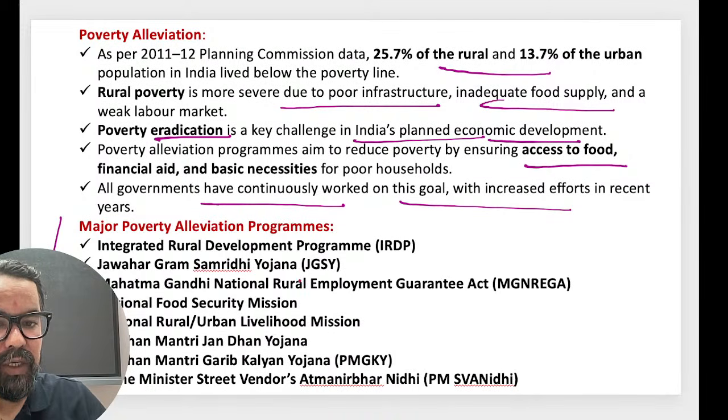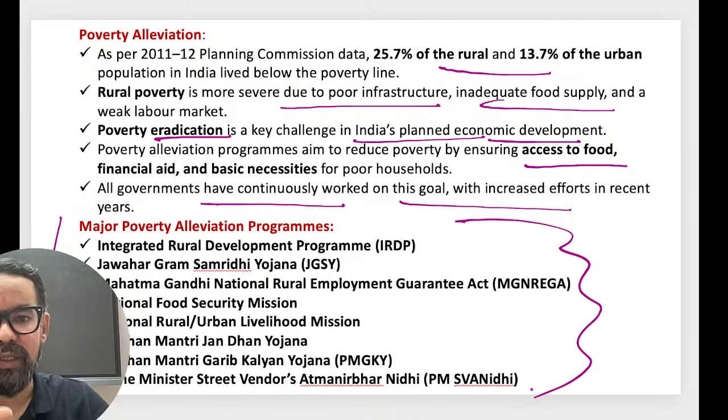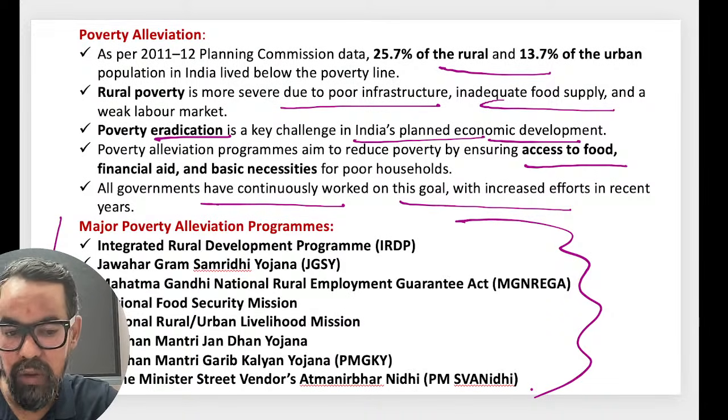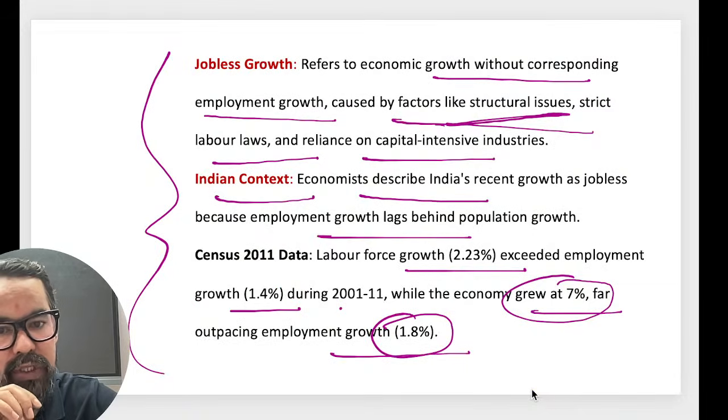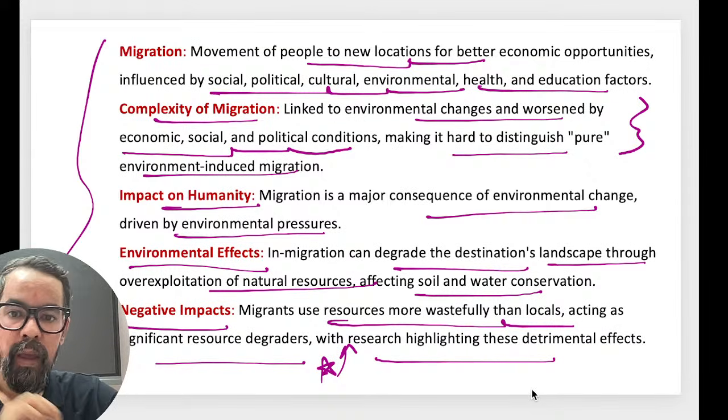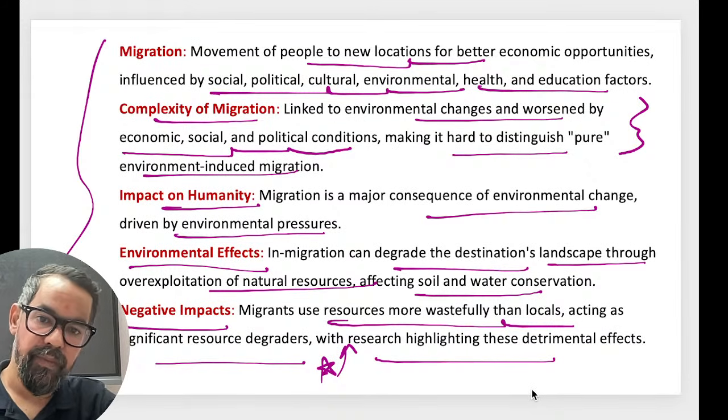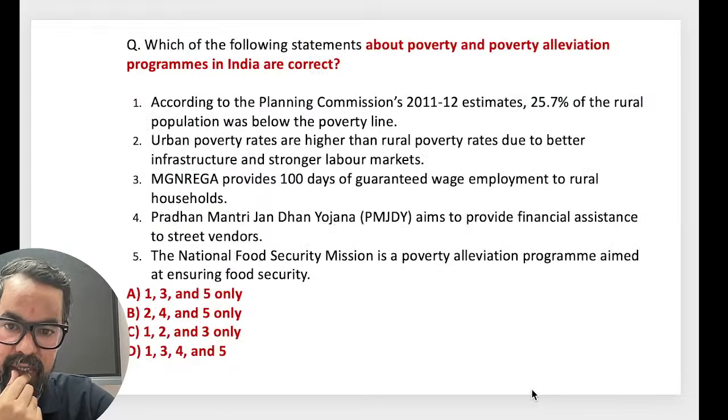Poverty alleviation schemes, they have just defined or listed out these particular ones, so you can go through these particular ones. Migration, complexity and impact, this.